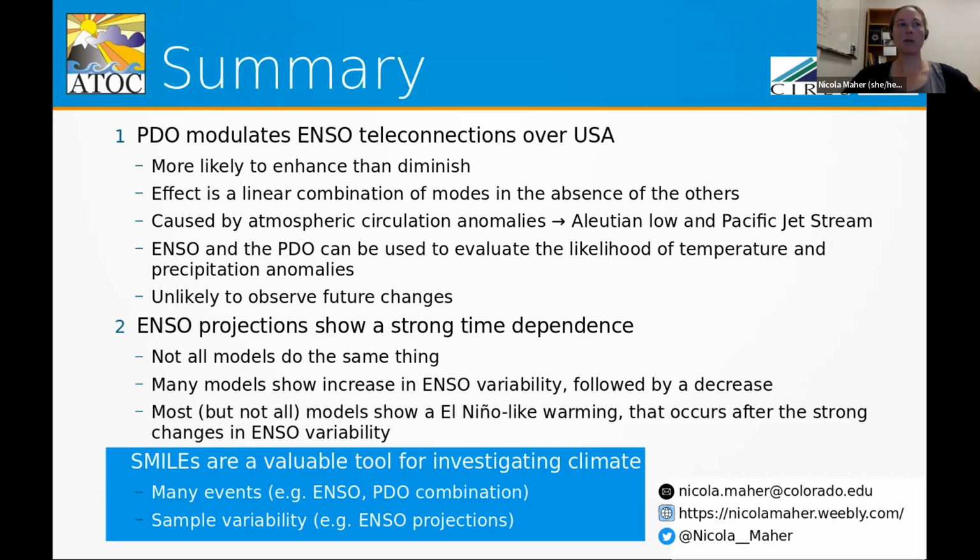And I'd like to conclude by saying that smiles are a really valuable tool for investigating climate, coming back to where I started. And I hope that I've shown you today that by having so many events in question one, such as the ENSO-PDO combination, and by sampling variability, such as ENSO in the second question, we've really utilized the value of the smiles, and hopefully many other people will want to use smiles and utilize their value as well. Thanks.